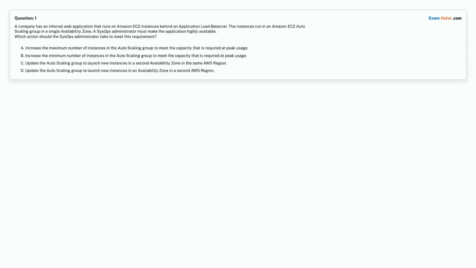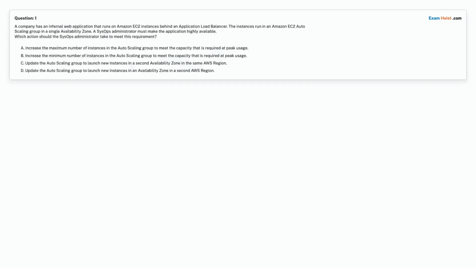Question 1. A company has an internal web application that runs on Amazon EC2 instances behind an Application Load Balancer. The instances run in an Amazon EC2 Auto Scaling group in a single Availability Zone. A SysOps administrator must make the application highly available. Which action should the SysOps administrator take to meet this requirement?